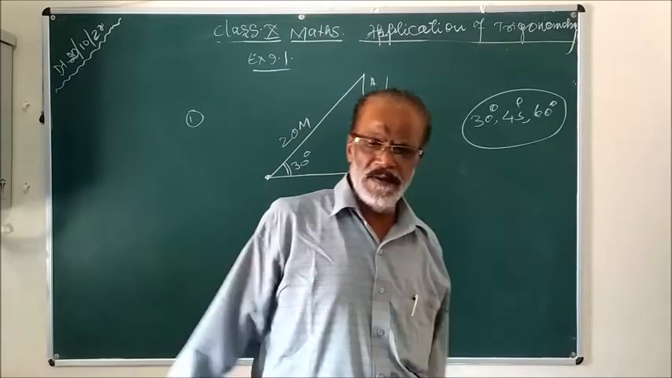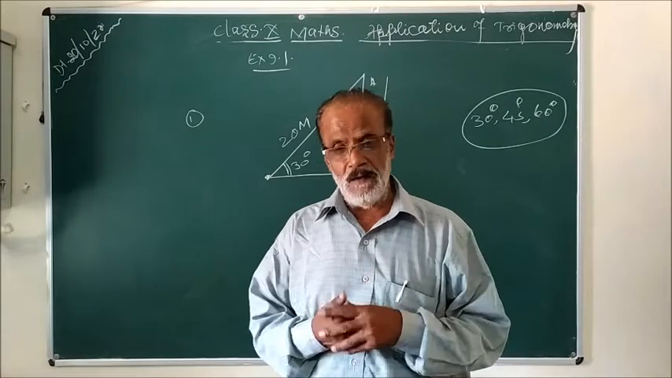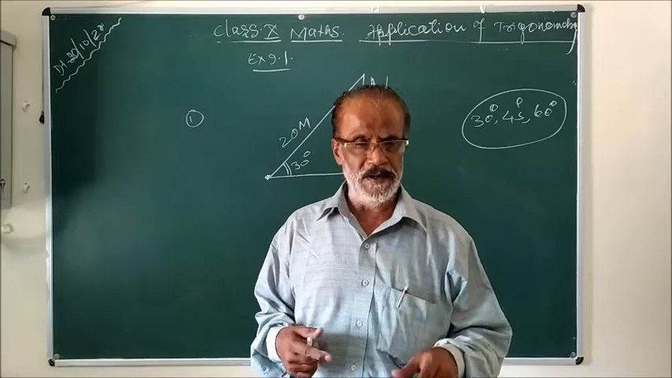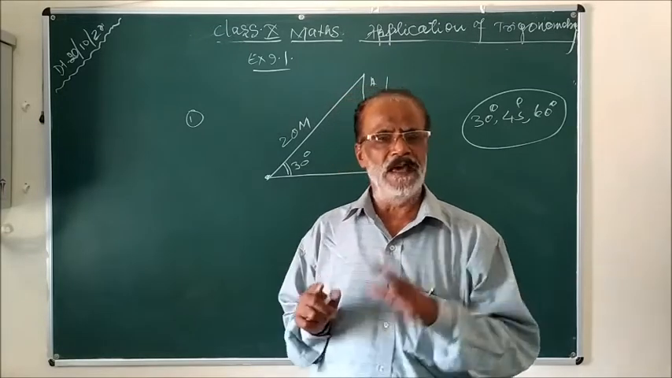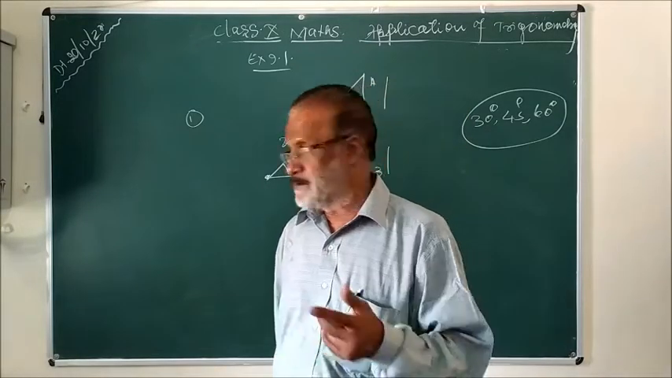If you ask me, sir, why? Because we haven't learned the value of 31 degree, 32 degree. So we have learned 30 degree, 45 and 60 degree. So only these three angles may be given, and then you have to put the values.